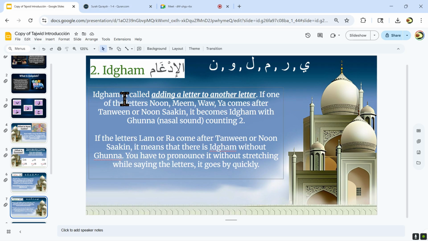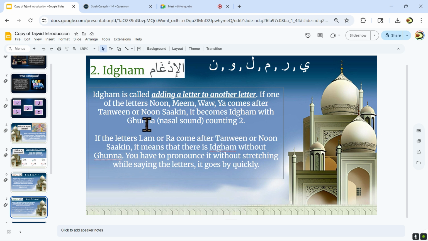Cool. So idgham means adding a letter to another letter, so we're going to combine letters. Out of these 6, four of them are nun, mim, waw, and ya. Put them on one side, like as number 2. We're going to combine the tanween or the nun sakin, and we're going to try to produce the ghunna, or the nasal sound.